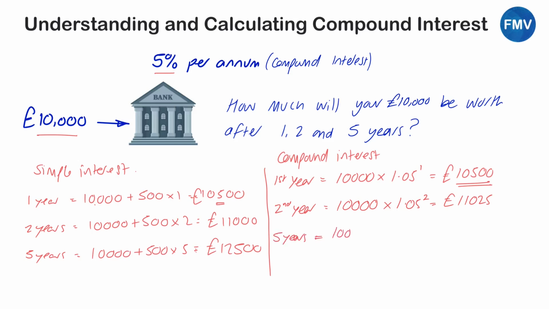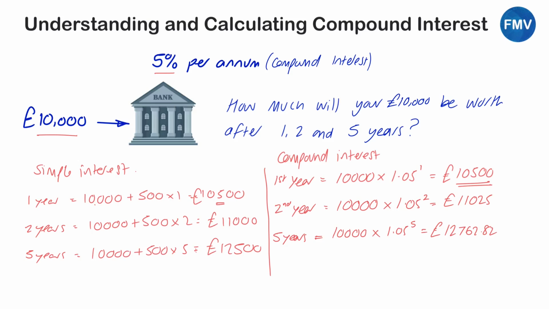So we take the principal sum of £10,000, we multiply it by 1.05 and 1.05 again and 1.05 again, 5 times. So we're raising that to the power of 5, that's 5 years. And now we get £12,762 and, to the nearest penny, 82 pence.